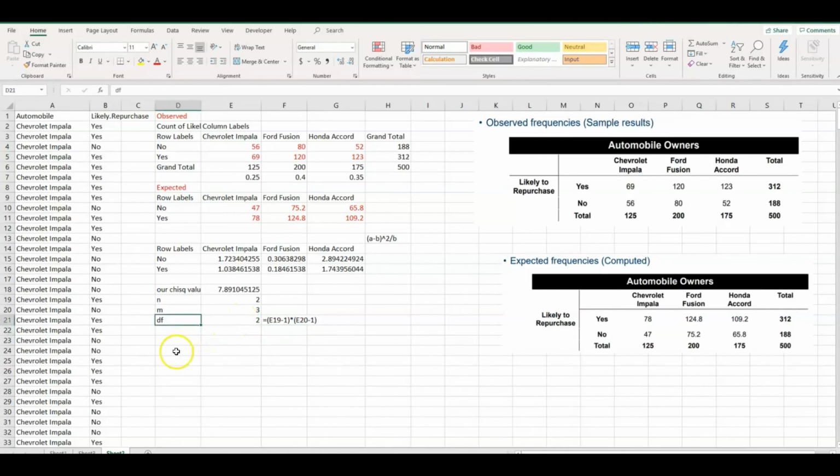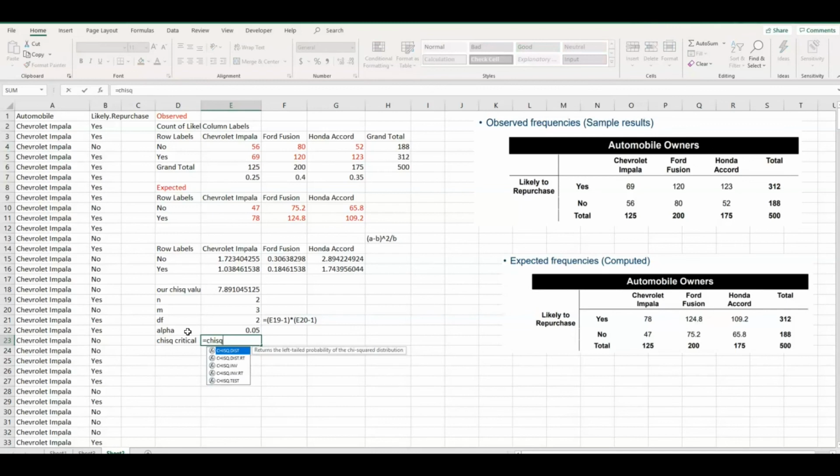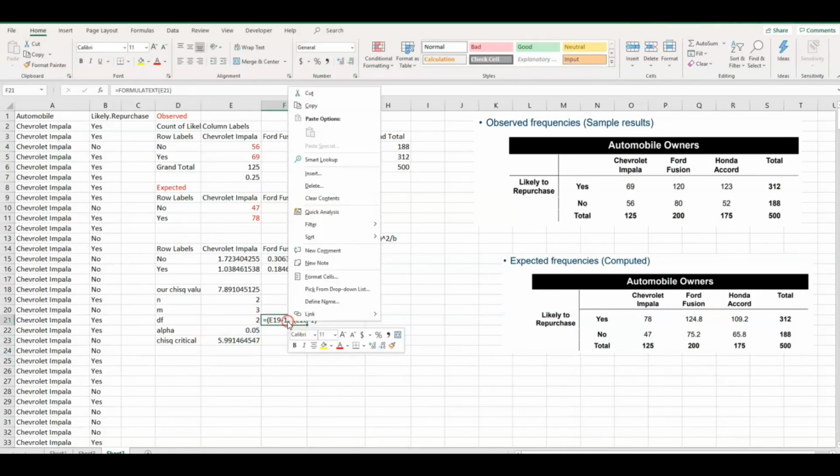So assume our alpha is 5%. Our critical value equals CHISQ.INV.RT. The probability is 5% and the degree of freedom is simply 2. I'm going to show the formula.